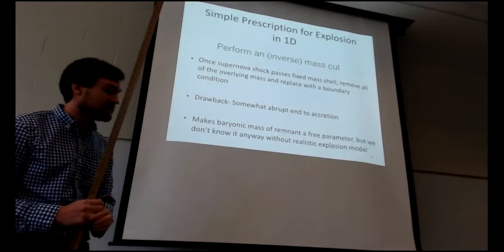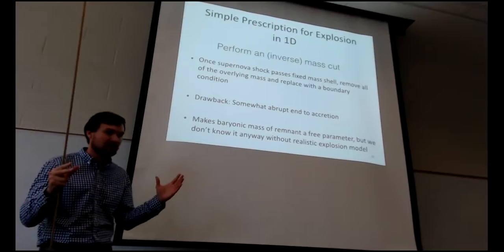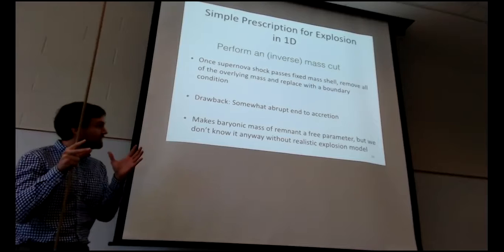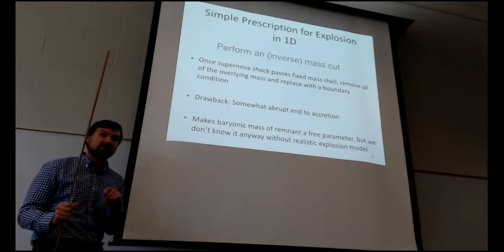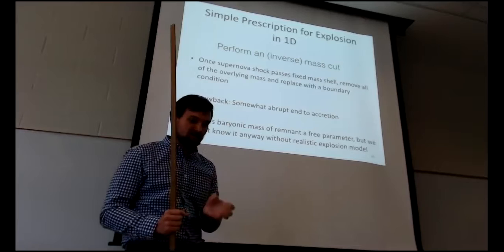So the general idea is that once the supernova shock has passed some total enclosed mass, which is just a fixed parameter, at that point I just remove the material outside and replace that with a boundary condition and remove the shock. Then you're left with the protoneutron star inside, and it's somewhat like you would induce an explosion at that particular point. The drawback to this is that this causes a somewhat abrupt end to accretion, which is very different than what you would see in a real explosion, where accretion ended over a much longer period.